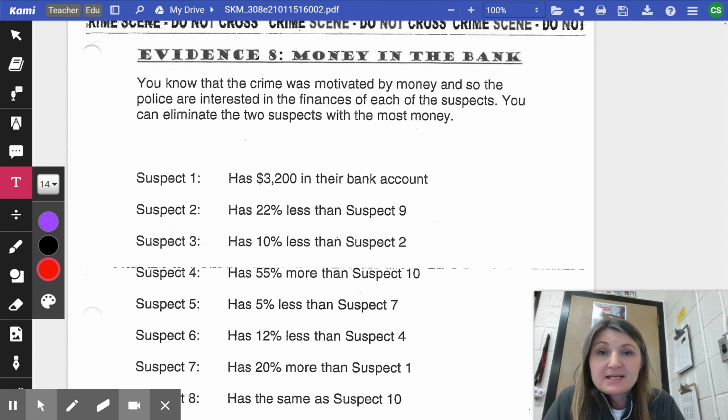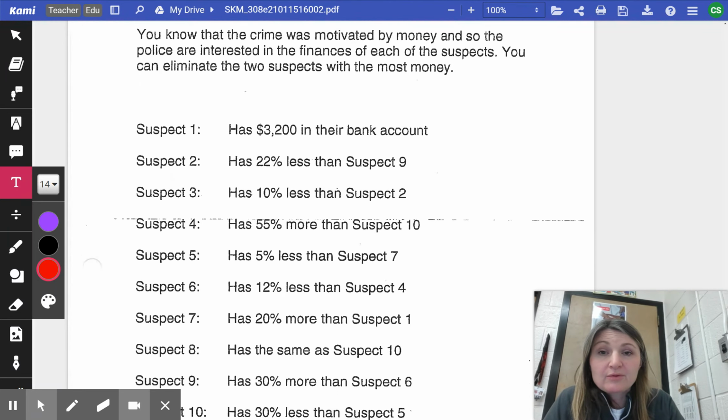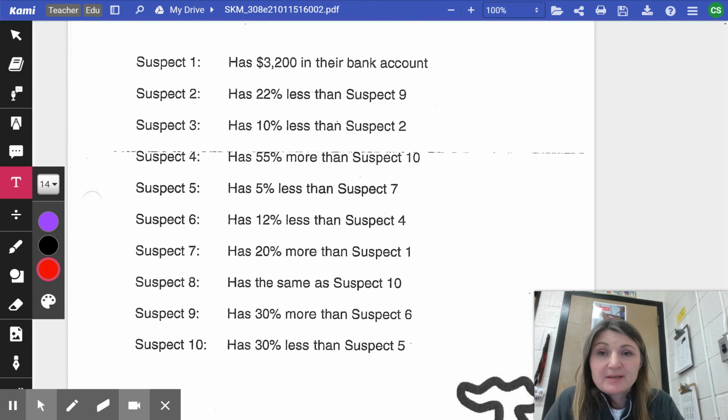Evidence number 8 is money in the bank. You know that the crime was motivated by money, and so the police are interested in the finances of each suspect. You can eliminate 2 suspects with the most money. So you're going to go through and figure out how much money each suspect had. So you have to have an answer for all 10 suspects, and then the 2 biggest numbers can be eliminated. Now this one's a little tricky because you know how much suspect 1 has.